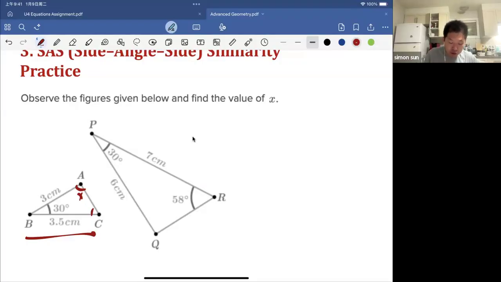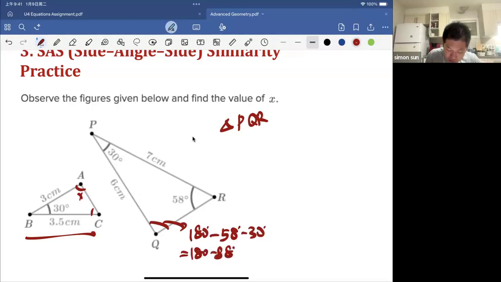And for this triangle PQR here, two angles are given. So this one, the Q here, we can calculate 180 minus 58 minus 30, which is 180 minus 88. It's actually equal to 92 degrees. Now if we can prove those two triangles are similar, then we actually can get the value for x, right? Because for similar triangles, the corresponding angles are the same. Now the question will become, how do we prove those two triangles are similar?